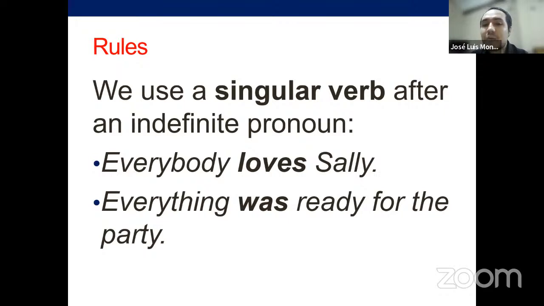All right. So it's everybody loves. In Spanish, sometimes you use that as plural, but in English, it's going to be singular. Everybody loves. Everything was. So these ideas of every, even though it's a group, even though it's a lot of people, a lot of things, it's only one thing, all right? Everybody, everything. So take that into account, please.